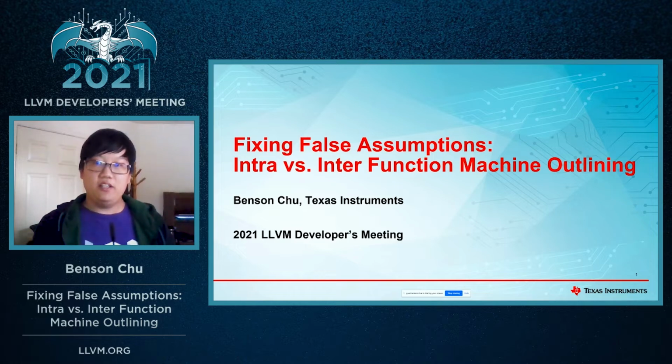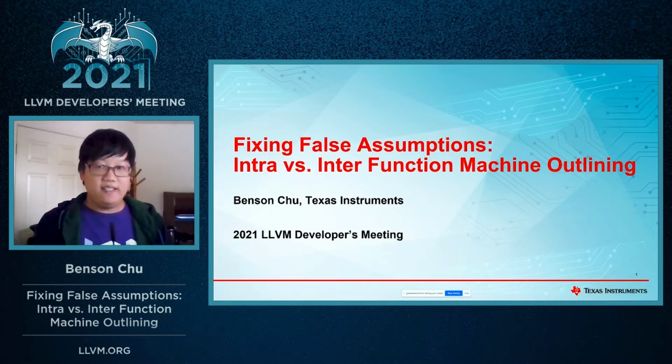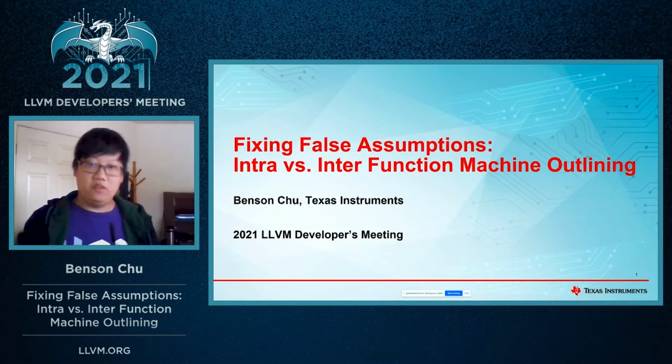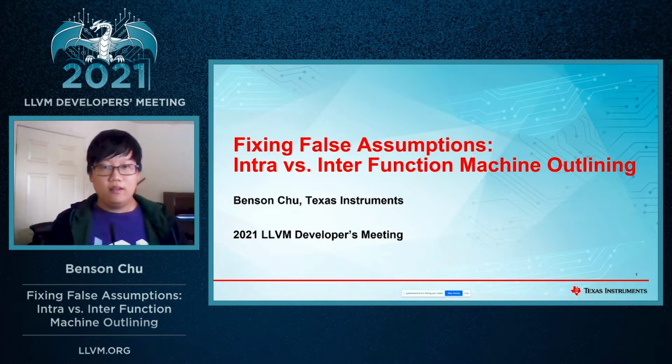In today's lightning talk, I will be going over a flaw that I found in the heuristic used by the MachineOutliner LLVM pass, which leads the outliner to increase code size when the goal is to decrease. I'll also briefly go over the fix that I implemented and my future plans for this fix.